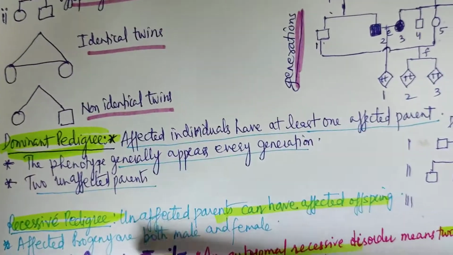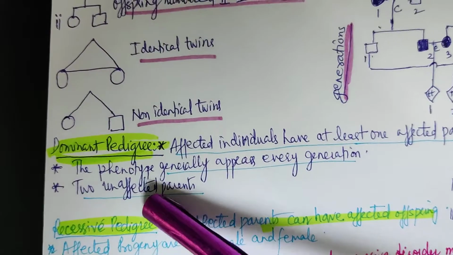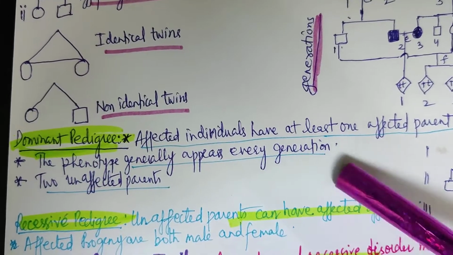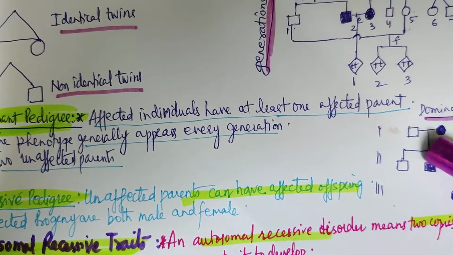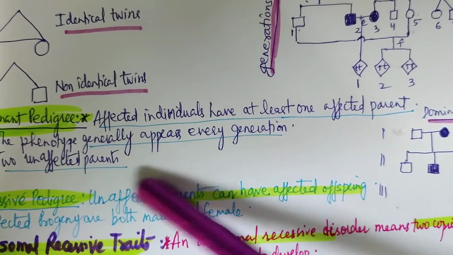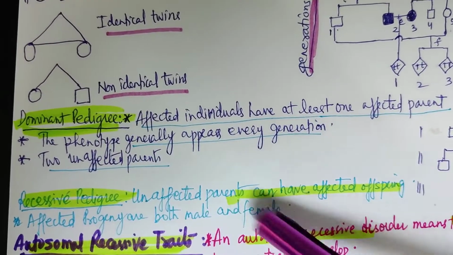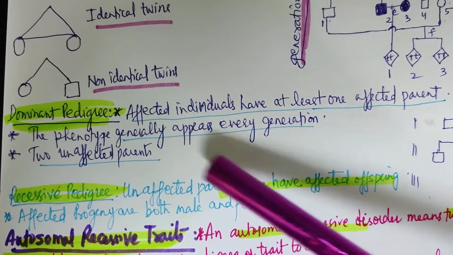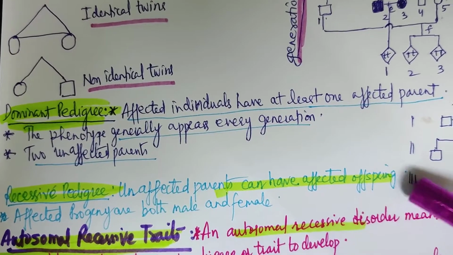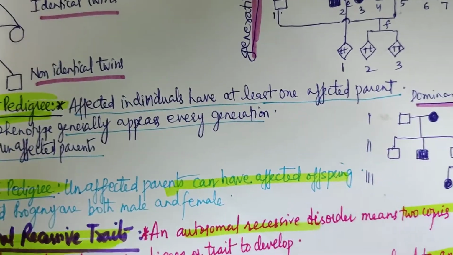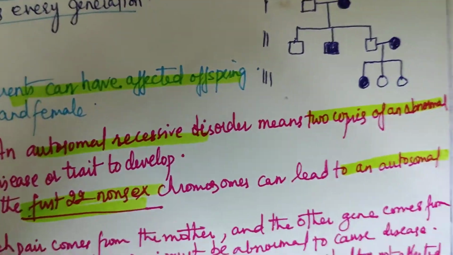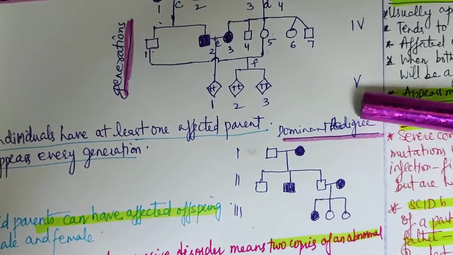Now we come to dominant pedigree. What is a dominant pedigree? Affected individuals have at least one affected parent. The phenotype generally appears in every generation. Two unaffected parents may or may not be there in the dominant pedigree; it depends upon the conditions. Now here, look at the dominant pedigree.